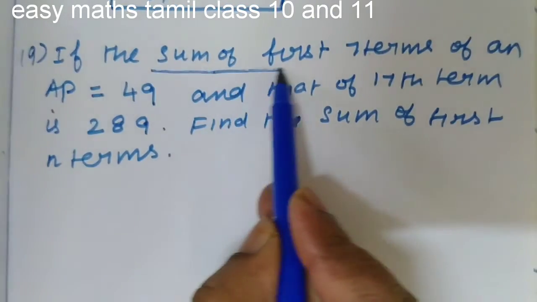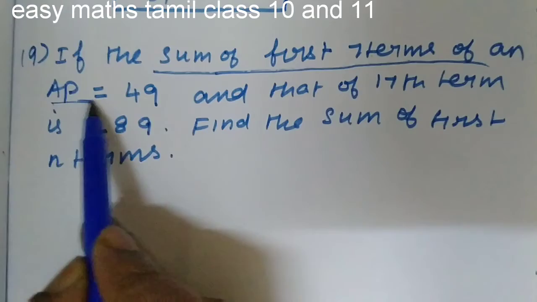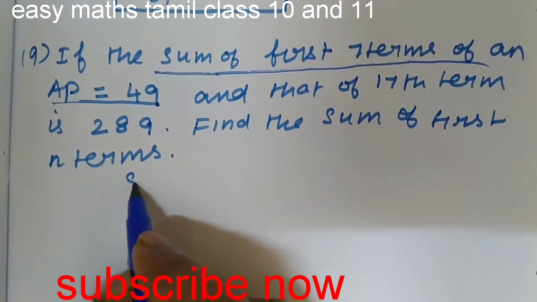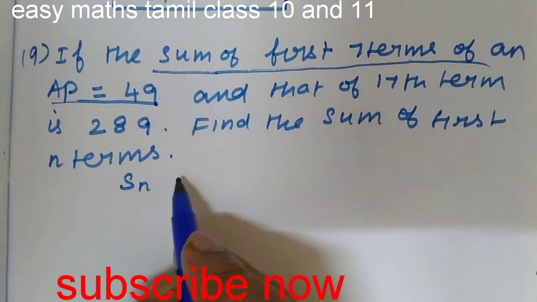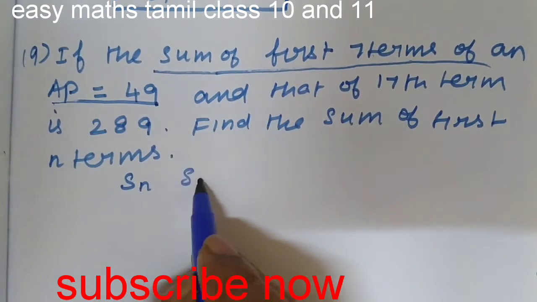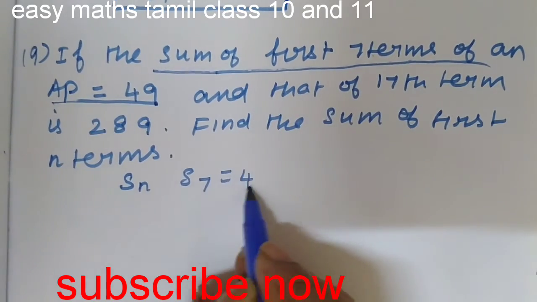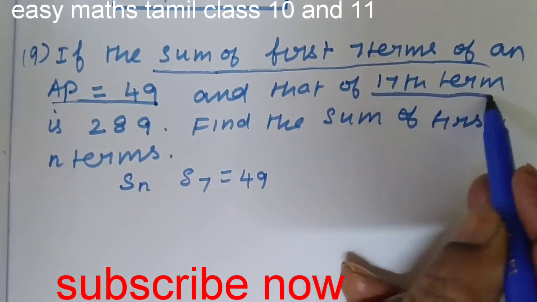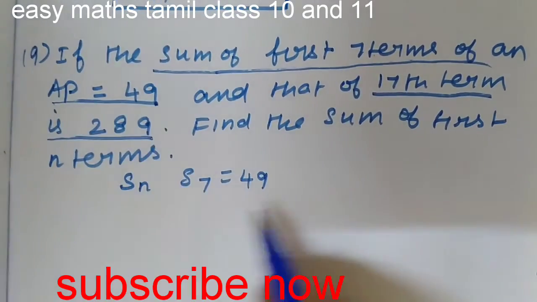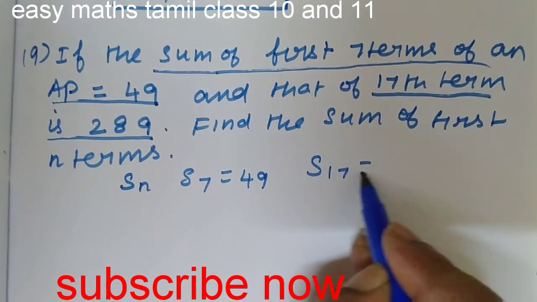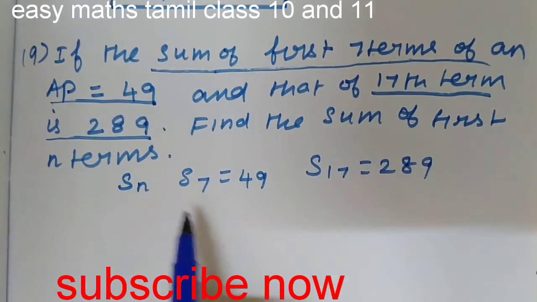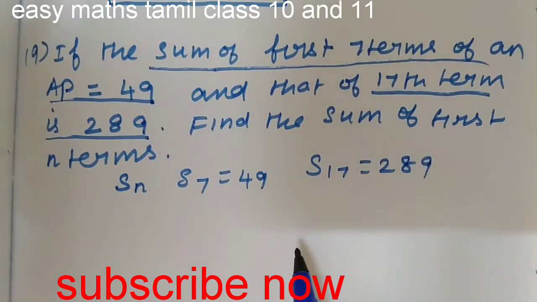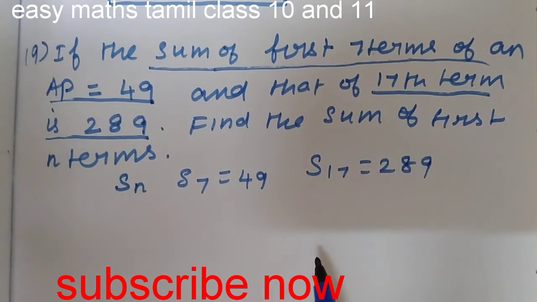Next question: the sum of the first 7 terms of an AP is 49. That is, the Sn value is given. S7 value is given as 49. And that of the first 17 terms is 289. S17 is given as 289. Using these two values, we have to form the equations. After forming the equations, we have to calculate the value of A and D.